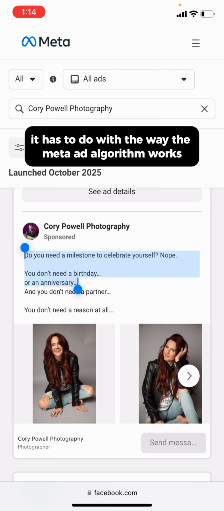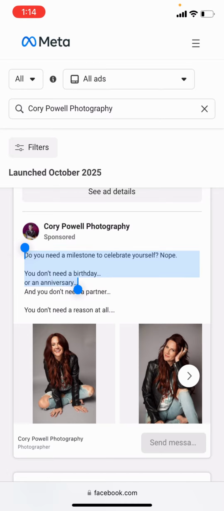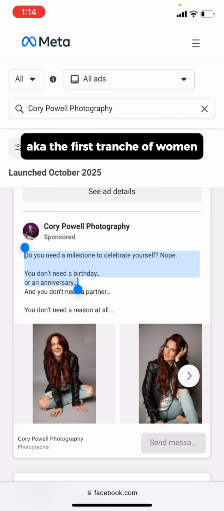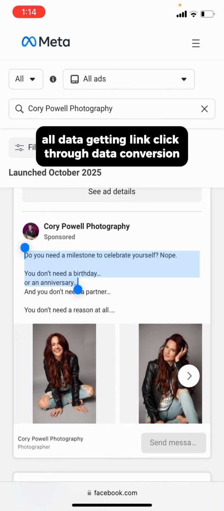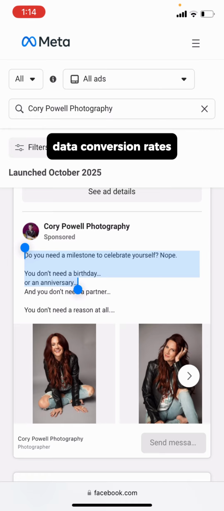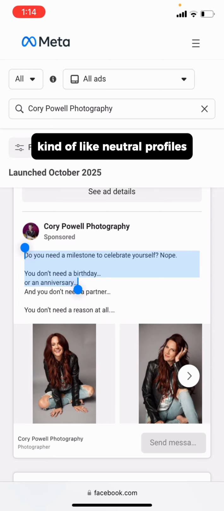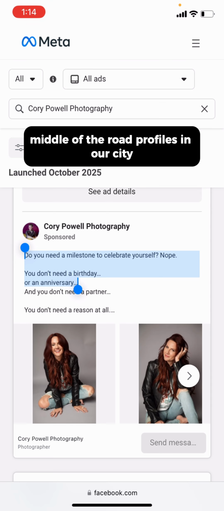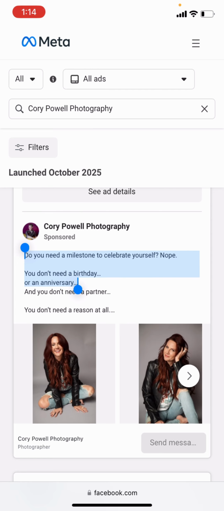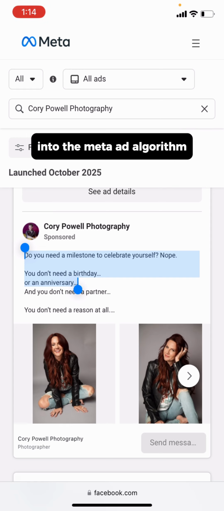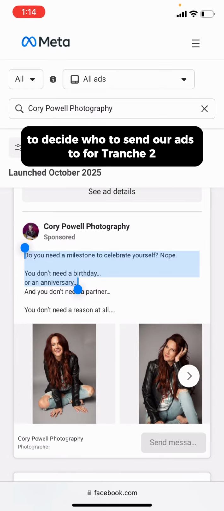It has to do with the way the Meta ad algorithm works. An ad goes out to the first group of women, aka the first tranche of women. It's getting data: unique CTR all, link click-through data, conversion rates from this first group of women, kind of neutral, middle-of-the-road profiles in our city. And that data gets pumped back into the Meta ad algorithm for it to decide who to send our ads to for tranche 2.